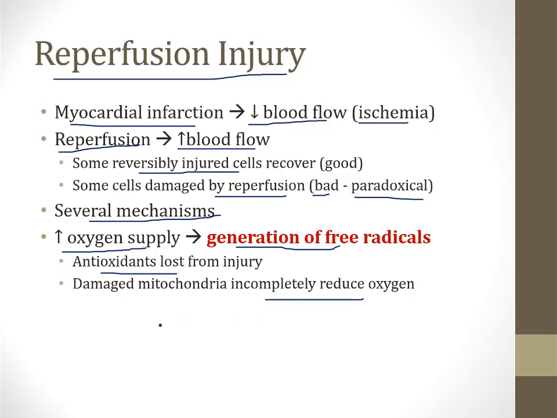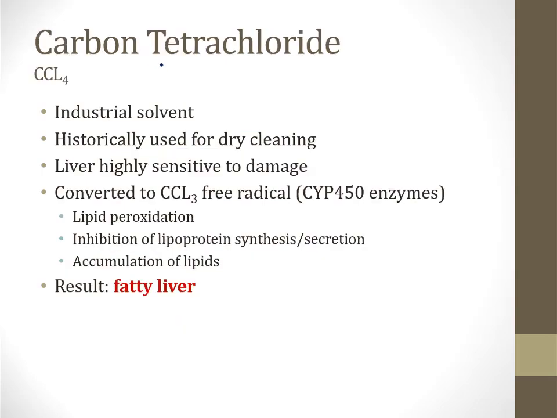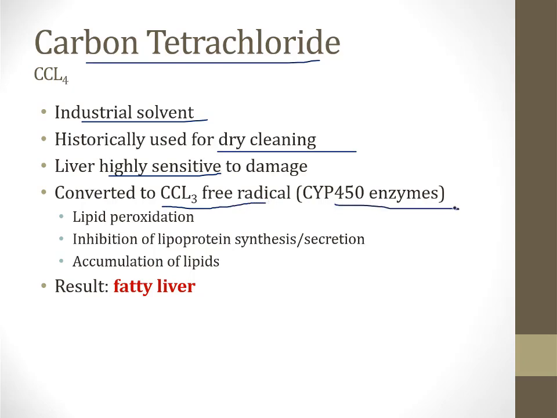Another example of free radical damage is carbon tetrachloride. This is an industrial solvent that used to be used in the dry cleaning industry, but it's now banned because the liver is highly sensitive to damage in people exposed to this over time. The reason damage to the liver occurs is because carbon tetrachloride is converted to CCl3, which is a free radical, by P450 enzymes in the liver, just like we talked about earlier. This leads to lipid peroxidation, as we talked about earlier, as a consequence of free radical damage.